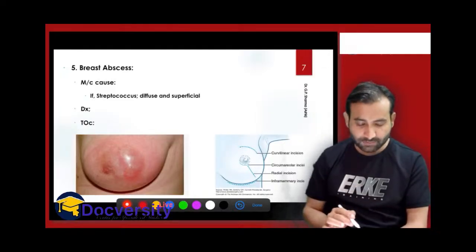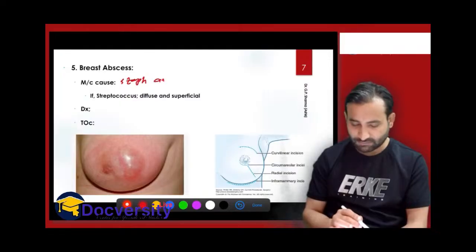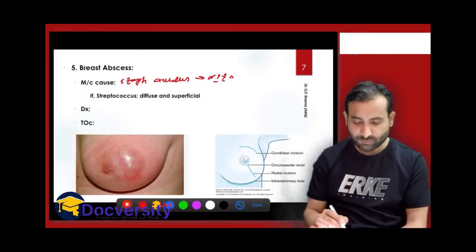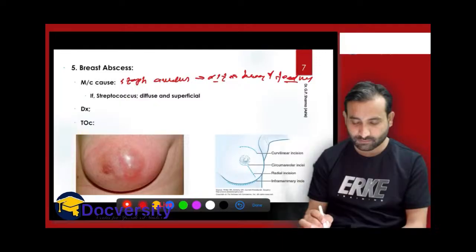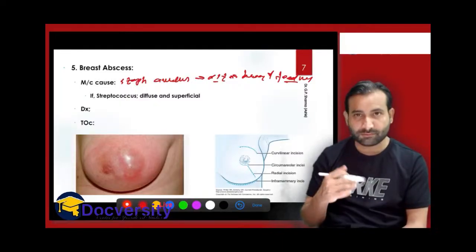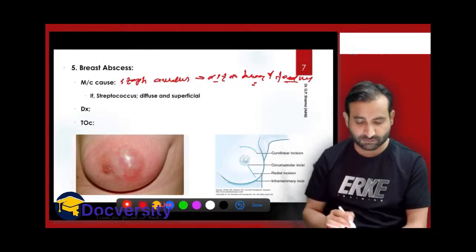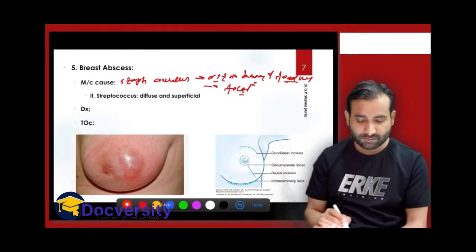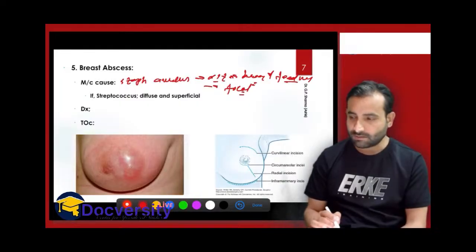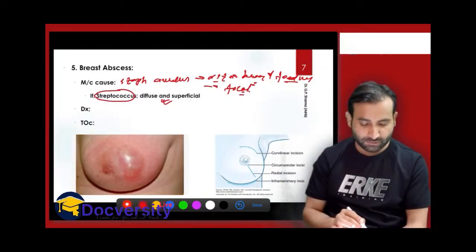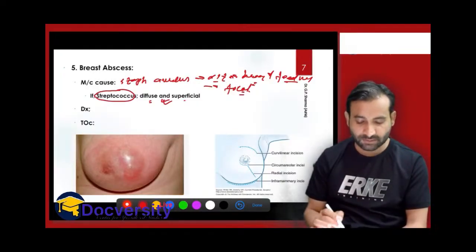Breast abscess. In the breast abscess, the most common cause you have to understand is Staph aureus, and it is most commonly due to breastfeeding, because while feeding the baby, sometimes they may injure the nipples. So from the baby's oral cavity, the Staph aureus will transmit, right? And it produces what? The focal abscess. Is that okay? Localized and focal abscess. But sometimes the streptococcus may be involved. If the streptococcus is involved, then the abscess becomes diffuse and superficial as well.